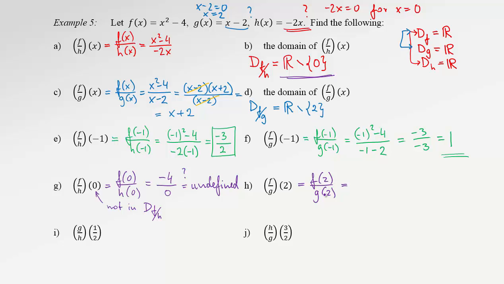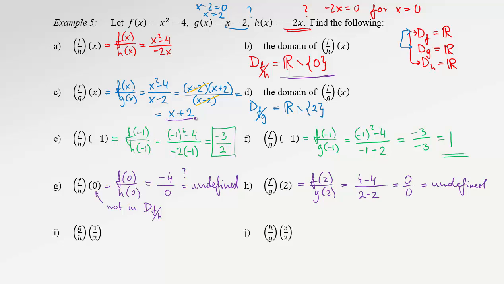But let's see where the problem is. F of 2 is 2 squared, which is 4, minus 4. That's 0. And g of 2, if I plug in 2 for x in the g function, is 2 minus 2. I have 0 over 0. That's definitely undefined. We can't divide by 0.